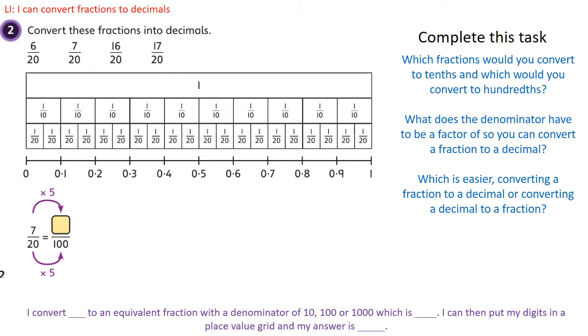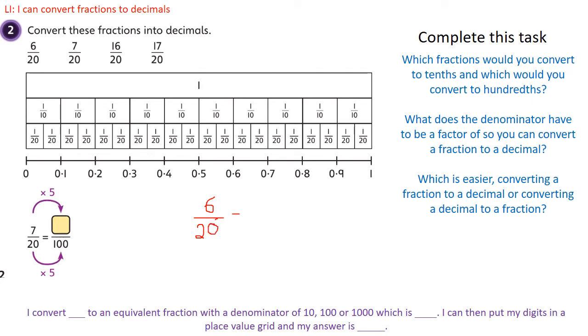Convert these fractions into decimals. So we've got 6 20ths. Now, we could convert that so it's got a denominator of 100, or we could convert that so that we've got a denominator of 10. So 6 20ths.